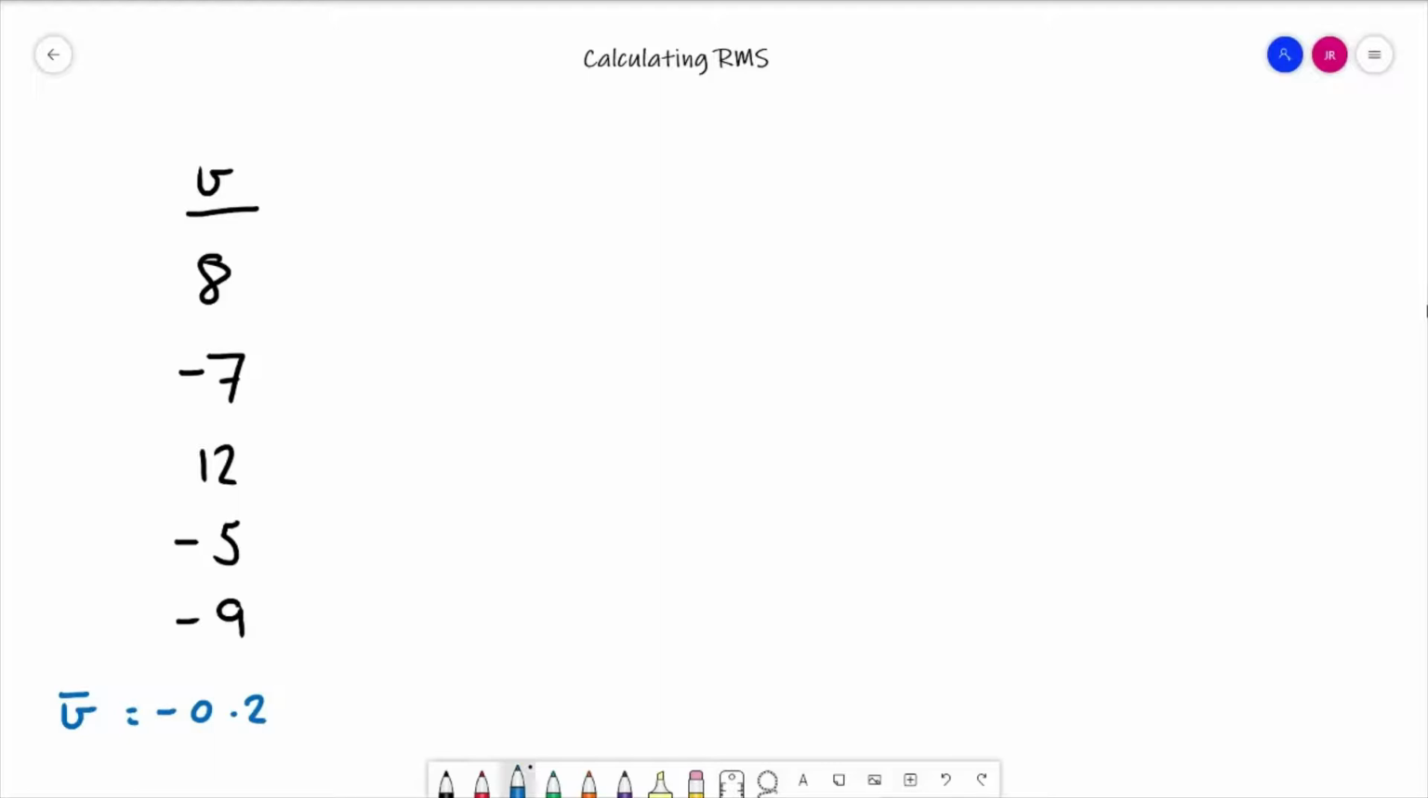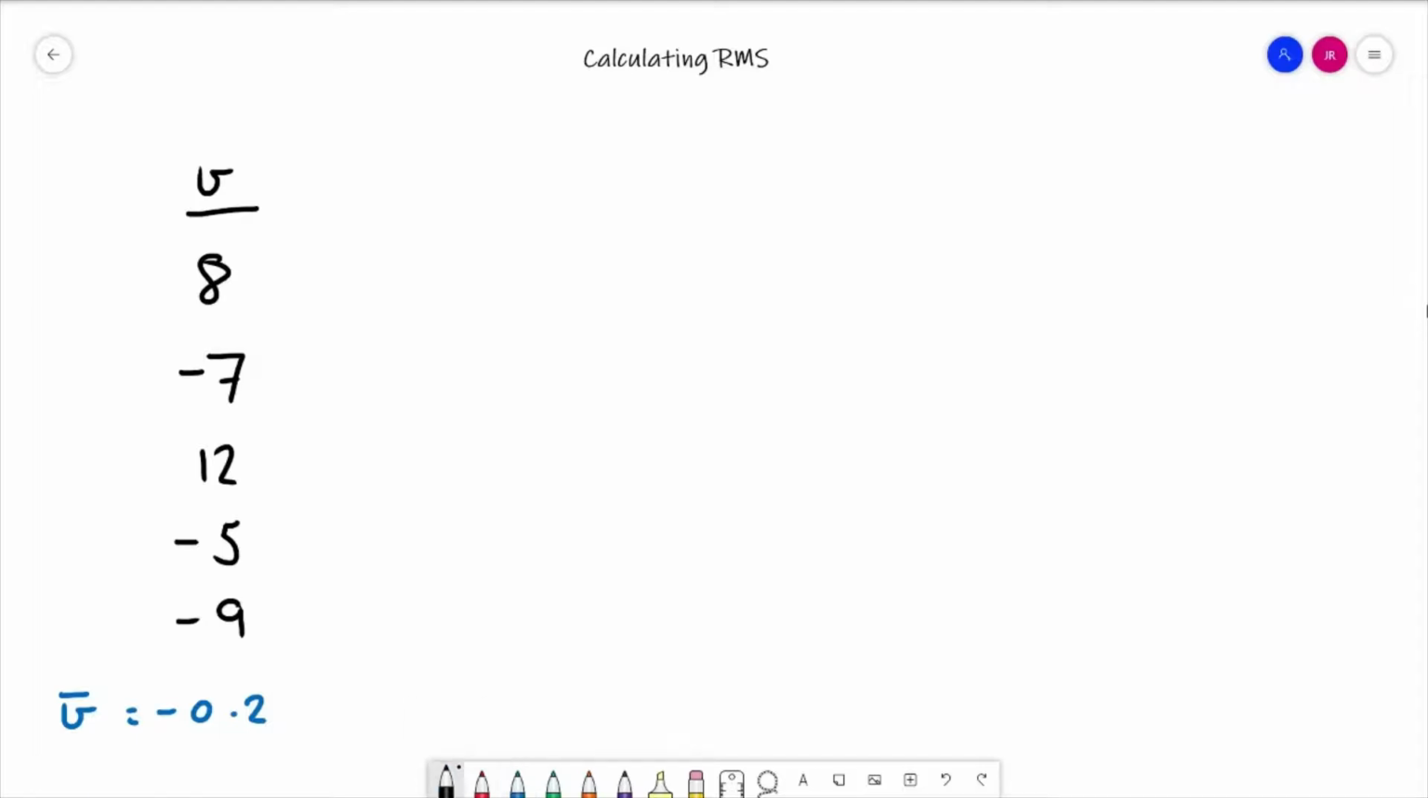Now, when we think about that as a number, that really doesn't represent what we're trying to look at here. If we look at the magnitudes, they range from 5 to 12. So having a mean value of minus 0.2 doesn't represent this distribution in any way, shape or form. What we can do then is calculate the RMS.